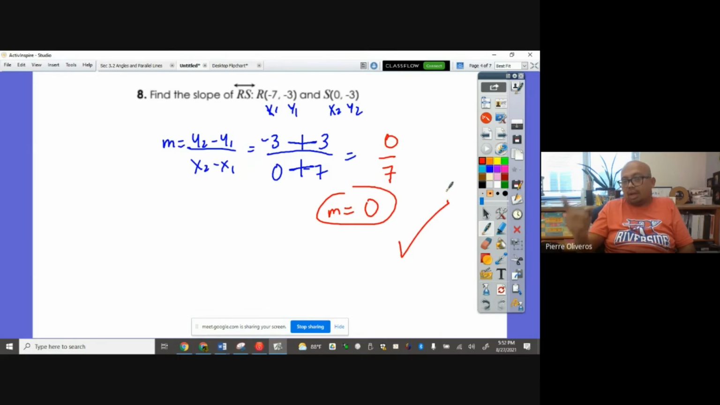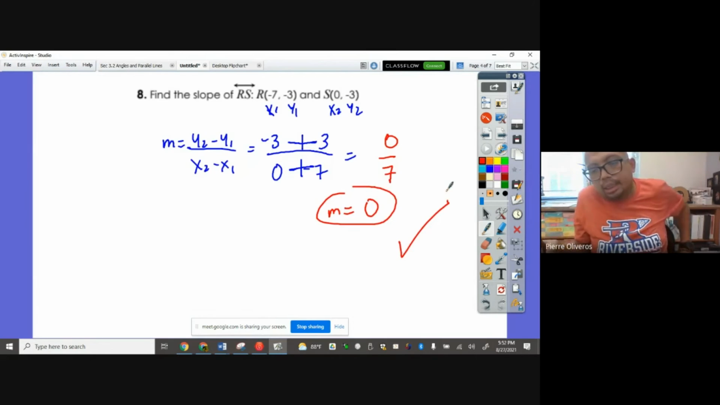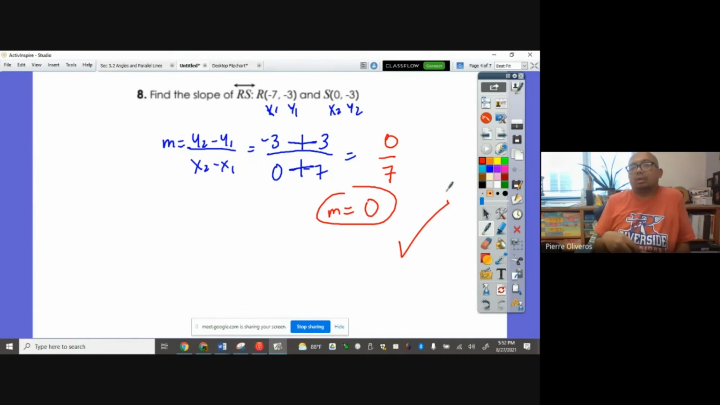And that's how you find the slope of a line using rise over run if you're given a graph, or you can use the formula y sub 2 minus y sub 1 divided by x sub 2 minus x sub 1 if you're given 2 points.